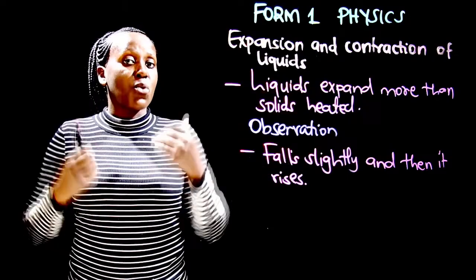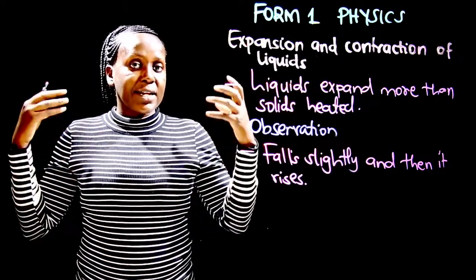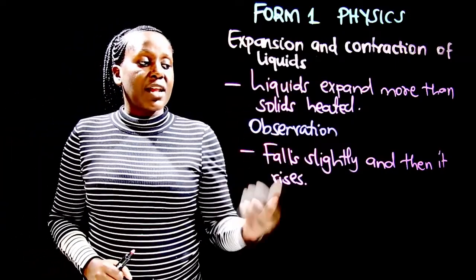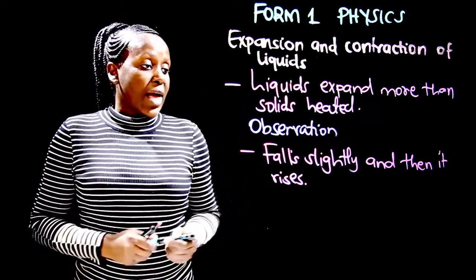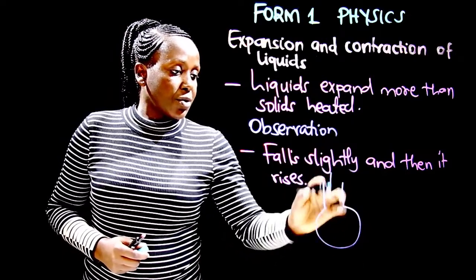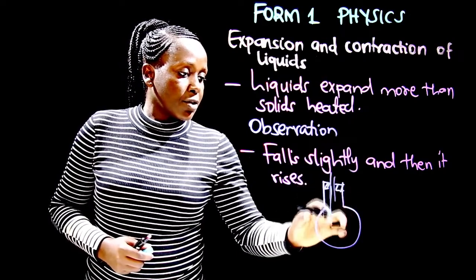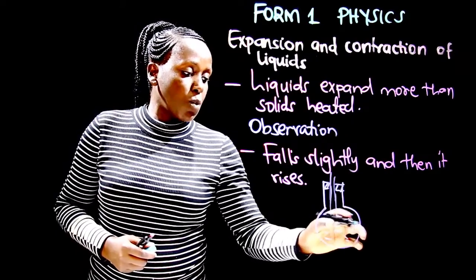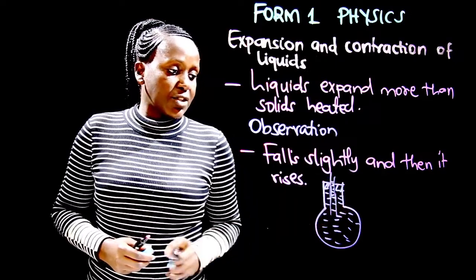Why does the level of water fall slightly and then rise? We already said that when liquids are heated, they expand, they increase in size. So the expectation would have been to observe the level of water rising, but it falls first. So the reason why the level of water falls slightly, if I draw what we have used in the experiment here, okay, so here we have a round bottomed flask and then we have water in it, all right, then we have the level of water in the tube.